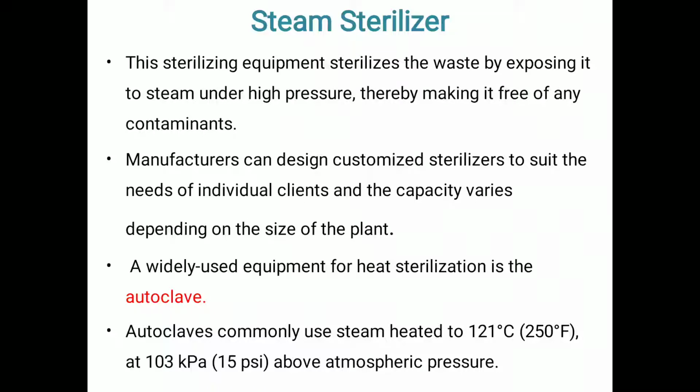So autoclaves are commonly used equipments for pharmaceutical sterilization. These use steam heated at 121 degrees Celsius at 15 psi pressure. So 121 degrees Celsius temperature and 15 psi pressure are generally used conditions in case of autoclave. So heat in the form of saturated steam under pressure is the most practical and dependable agent for sterilization.